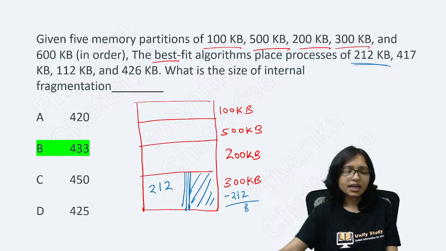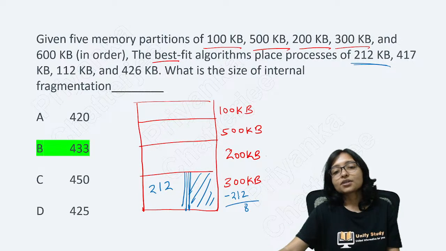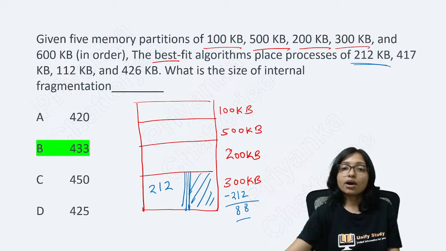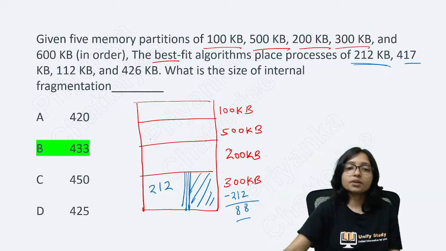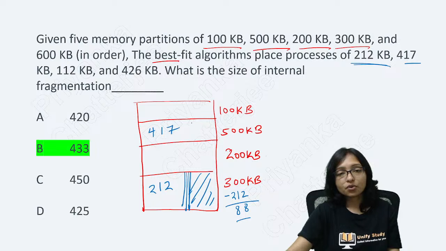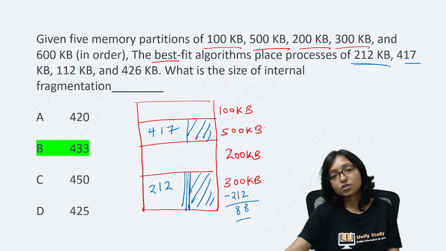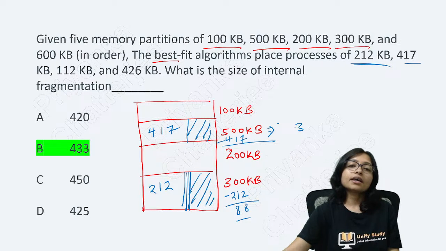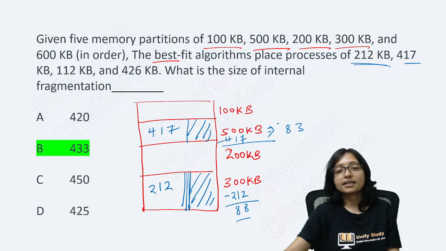Again you started voting. Why are you playing? Okay, play if you want to play. 300 minus 212 is 88. Now after that, 417, where will I place it? Here only I can place 417. This is the remaining, so 500 minus 417. What will be the answer? 500 minus 417 means 83.